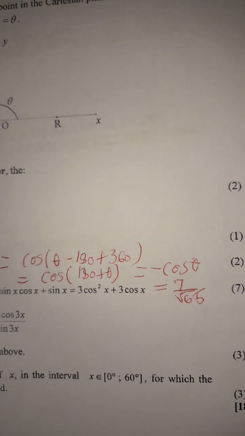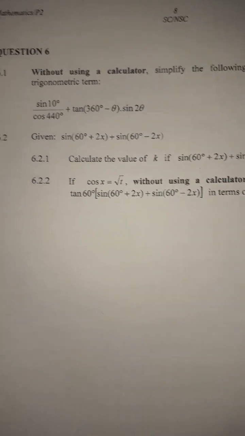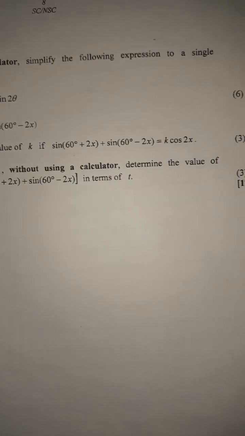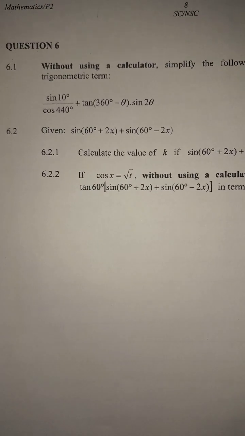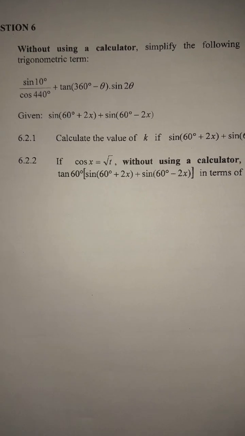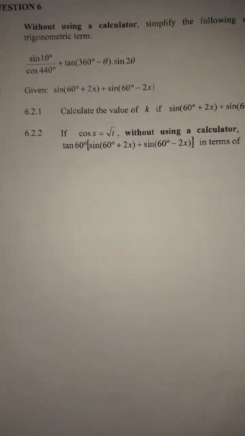Then let's start with today's work. In today's video, we are going to work with question 6 without using a calculator. Simplify the expression to a single trigonometric term. We are given sine 10 divided by cos 440 degrees plus tan 360 times sine 2 theta. Okay, let's put this into practice. This was question 6, May-June 2022.